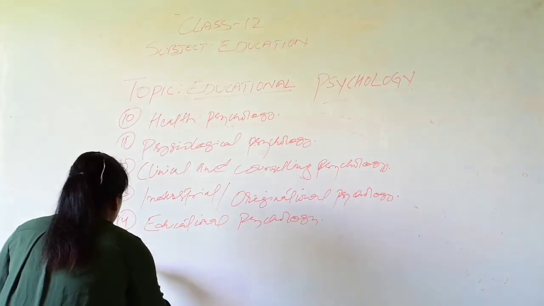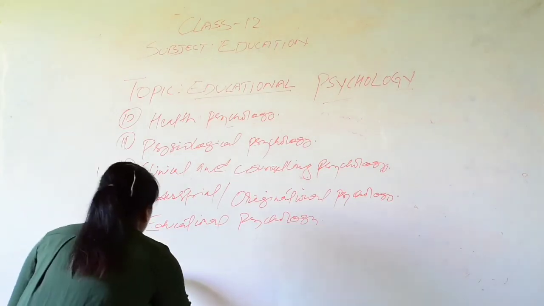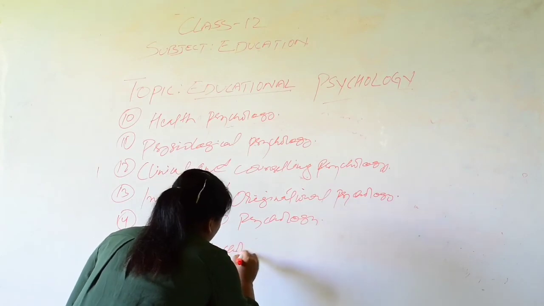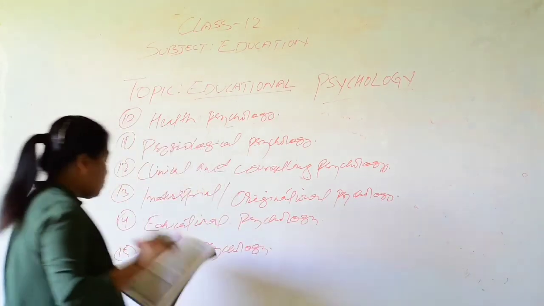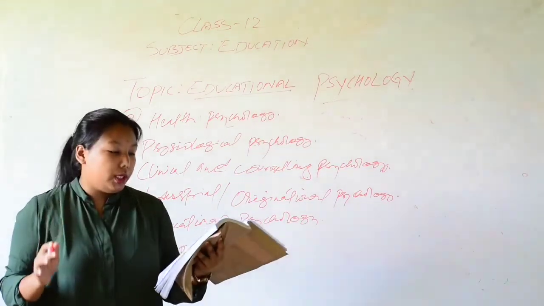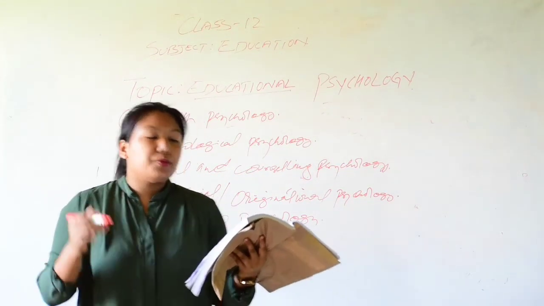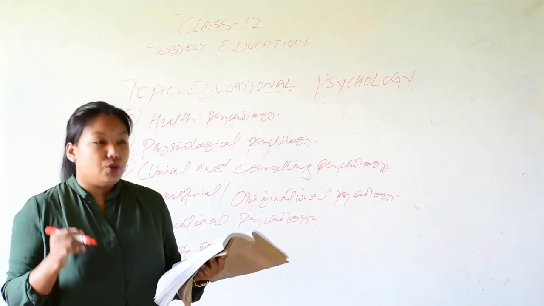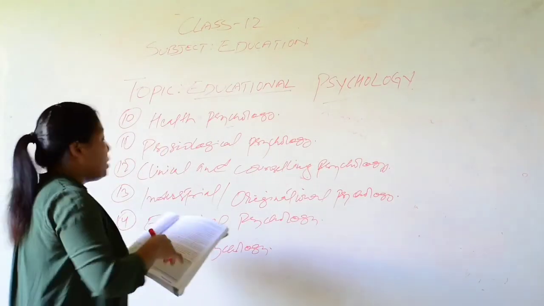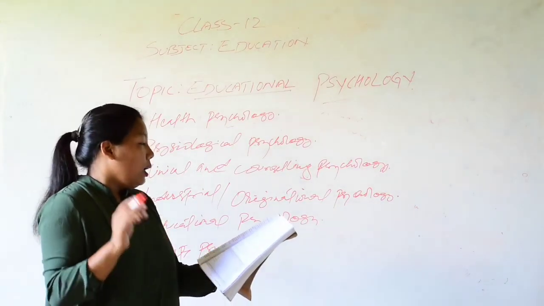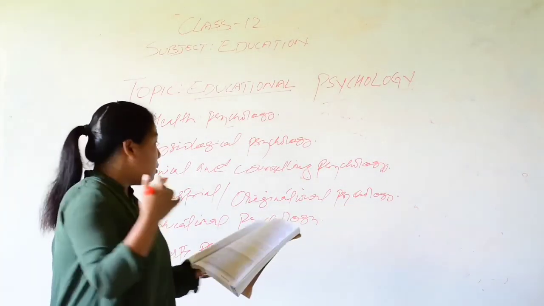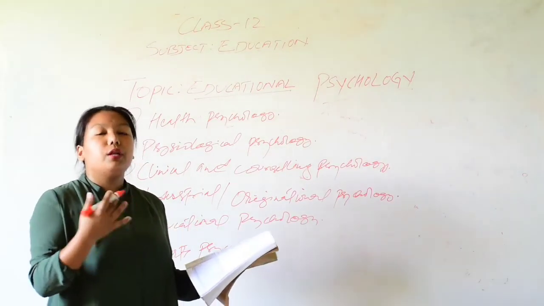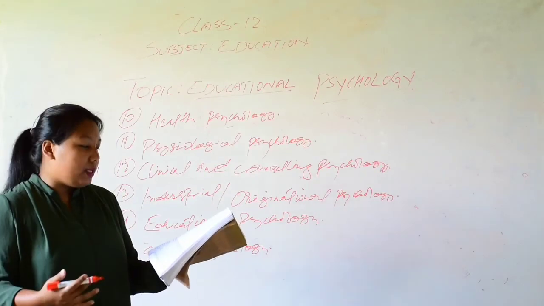Now the last point is point 15, sports psychology. Sports psychology is a branch of psychology which applies psychological principles to improve sports performance by enhancing motivation. So these are the 15 branches of psychology, which help an individual in different ways in the process of development.